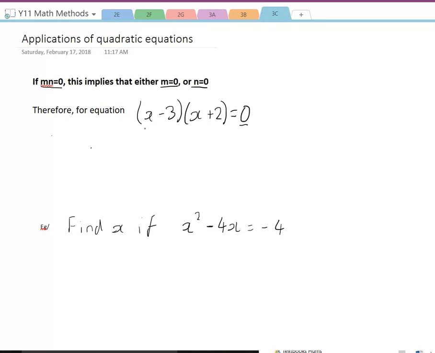Okay, so looking at a binomial here, we've got x minus 3 times x plus 2 is equal to 0. This implies that either the first term, x minus 3, would have to equal 0 for that to hold, or x plus 2 would have to equal 0 for this equation up here to hold. So therefore, x would either equal 3, or x would equal minus 2 for that equation to hold. Either of those values of x would be solved for x here. Okay? So let's look at another example.